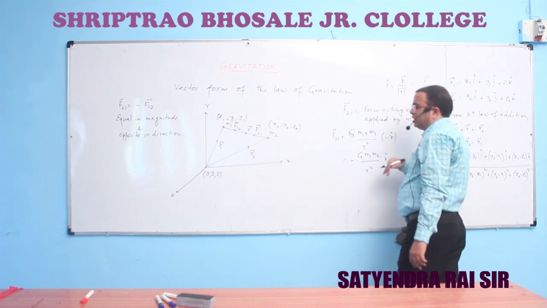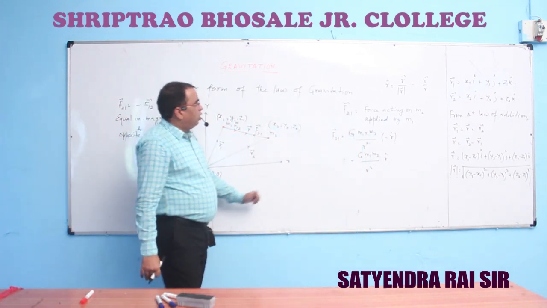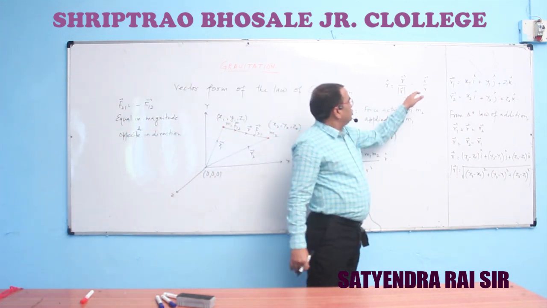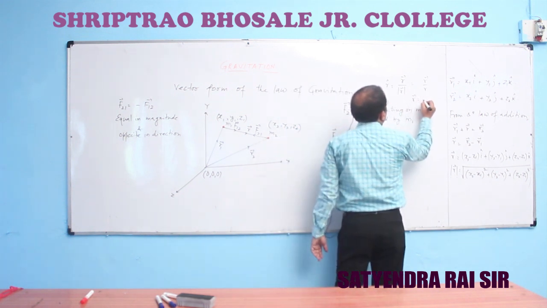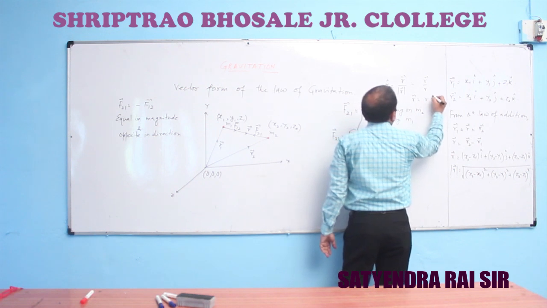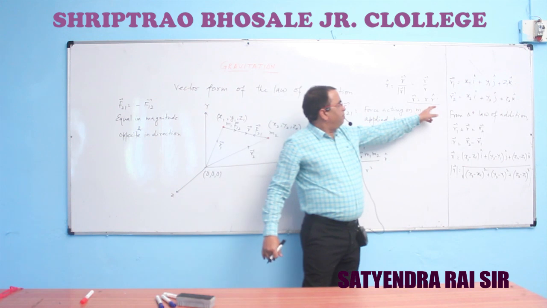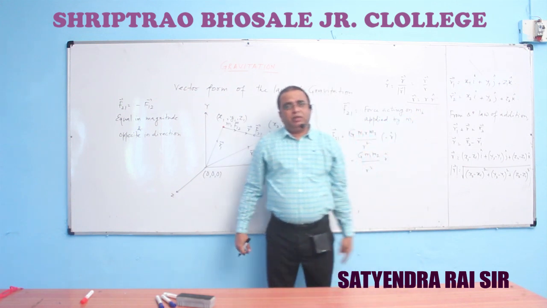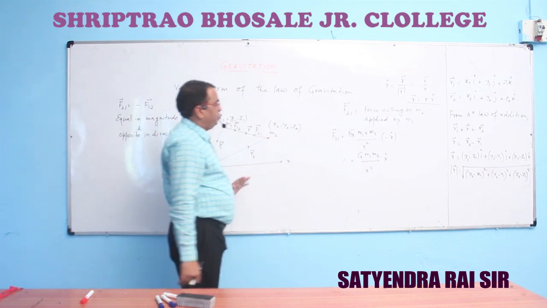We may write the mod R without the vector sign as simply R. So vector R is equal to R into R cap. Very simple: the vector R is its magnitude multiplied by a unit vector along the same vector. This is a very common and very old concept, we all know that.